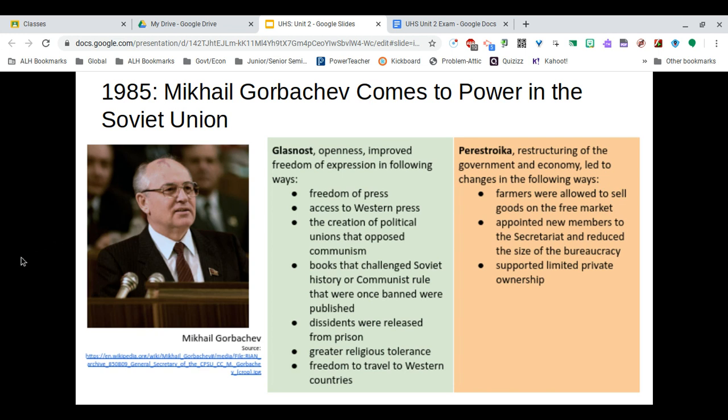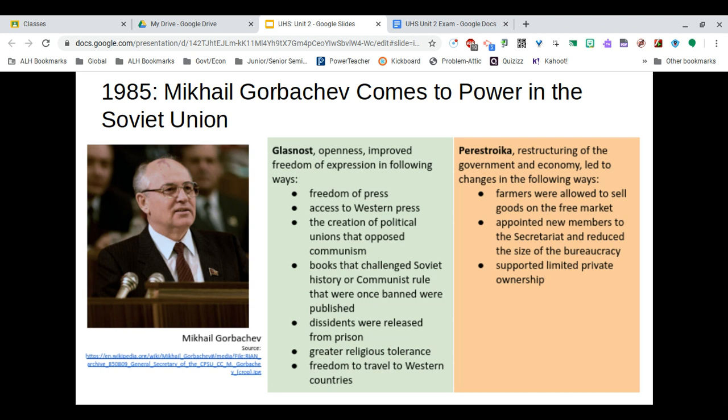But he comes up with two concepts: glasnost and perestroika. Glasnost means openness. He gives freedom to the press, access to Western press. He creates political unions that oppose communism. He allows history books to come out that challenge the Soviet Union. Dissidents are released from prison. He grants religious tolerance. You can travel to Western countries. He basically opens the doors. And once people start to realize how badly they've been living and how well other areas in the rest of the West are living, they're like, oh, we don't want to continue this.